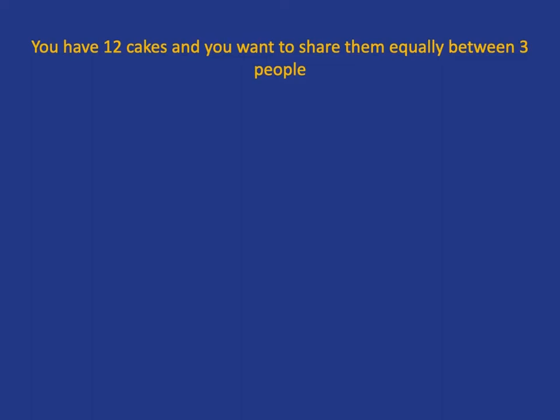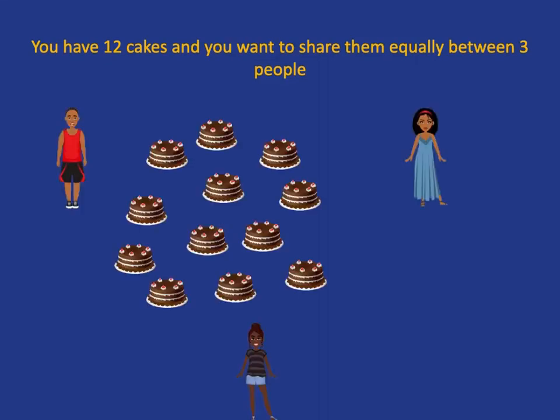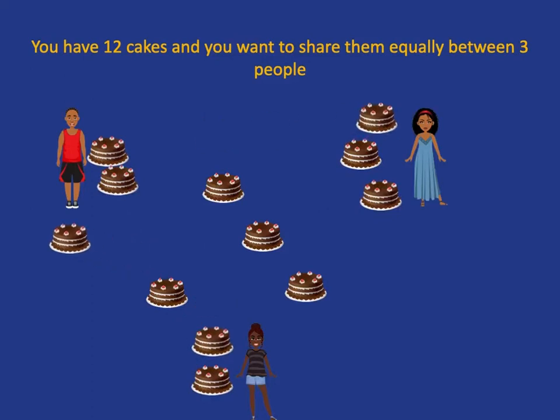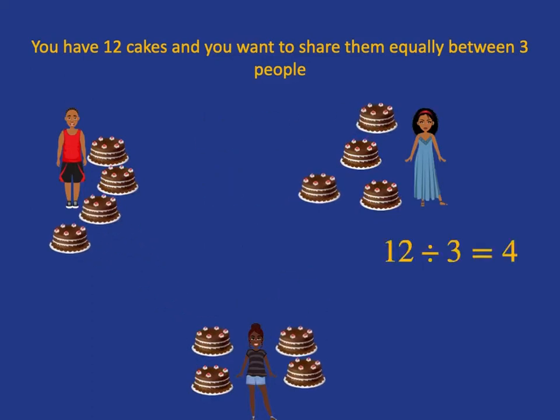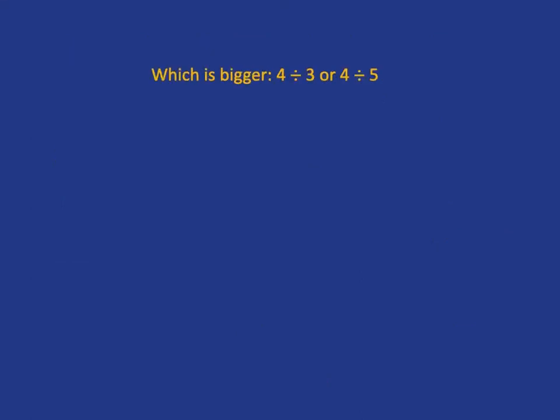Now we want to see how we can also think about division as sharing, and this will help us to do some calculations. So if we've got 12 cakes and we want to share them equally between 3 people, we can do that. And we can see that 12 divided by 3 is 4, which we can also write in its fraction form. 12 over 3 is equal to 4. Now, how does that help us? Well, thinking about division as sharing helps us in the following way. If we're asked the question, is 4 divided by 3 or 4 divided by 5 bigger?